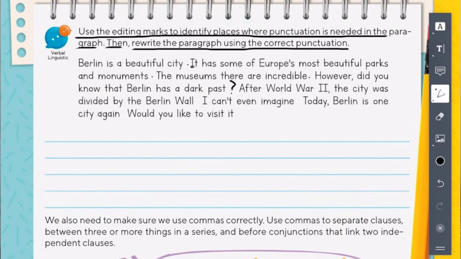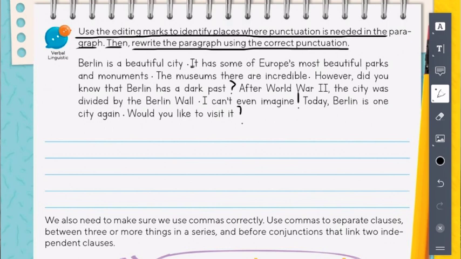After World War II, the city was divided by the Berlin Wall. Period. I can't even imagine. Period or exclamation point. Exclamation point. Today, Berlin is one city again. Period. Would you like to visit it? Question mark.